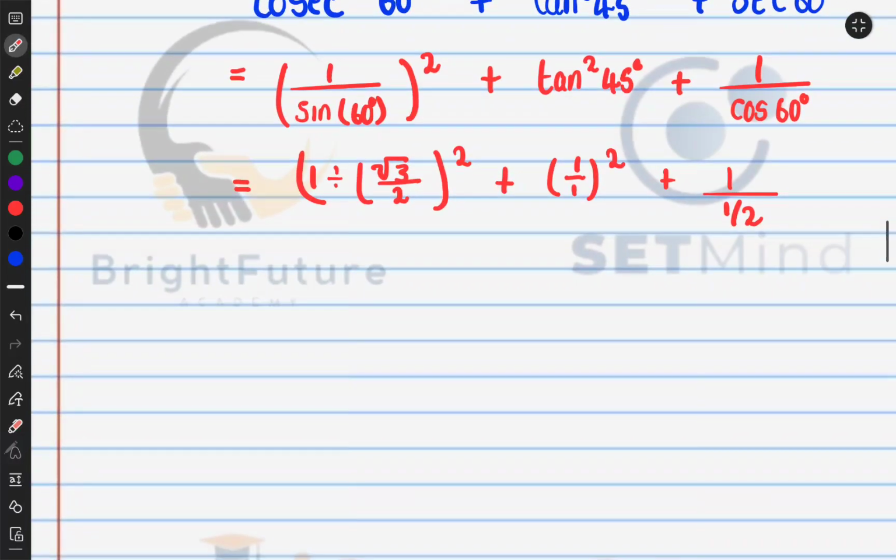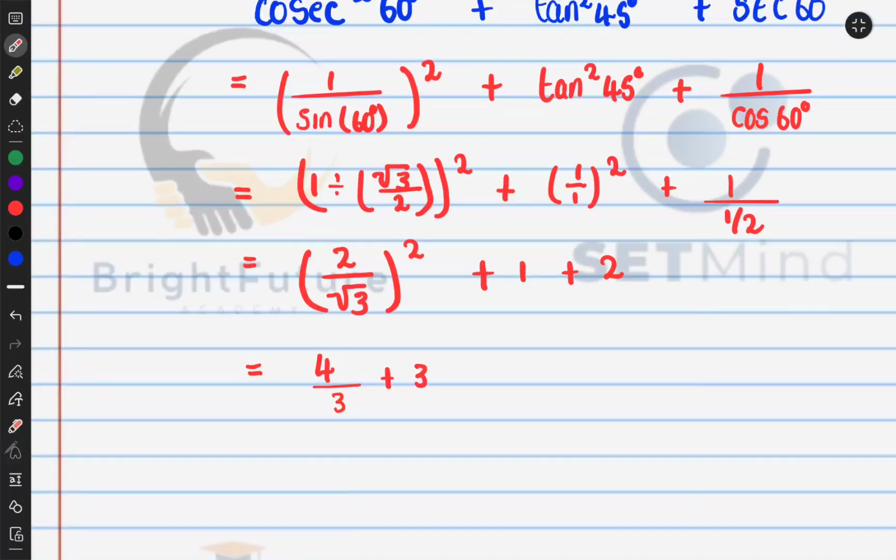1 divided by root 3 over 2 is going to be equal to 2 over root 3, squared, plus 1 over 1 squared, which is just 1, plus 1 divided by a half, which is 2. Let's square what we have in the first term. 2 squared is 4 over root 3 squared, which is 3, plus 1 plus 2.